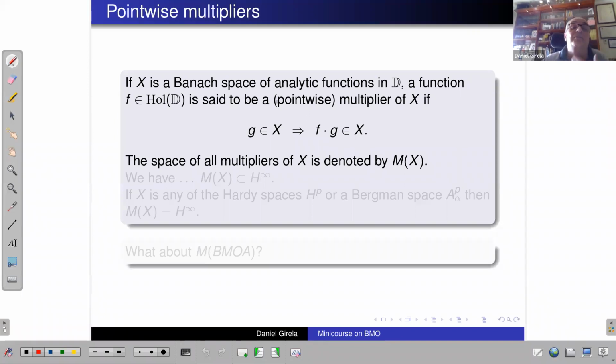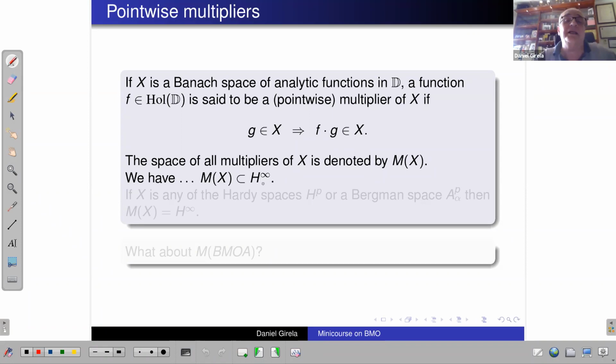I would say pointwise multiplier, because as you know, we can also speak of Hadamard multipliers. So let's say pointwise multiplier if whenever we have a function g in X, the product f times g is in X. And the space of all multipliers is usually denoted by M(X). It's something quite standard that the space of multipliers of a Banach space that satisfies those conditions that I have said, that contains all the polynomials and is continuously embedded in the space of holomorphic functions in the disk, for any such space, we have that the space of multipliers is contained in H∞.